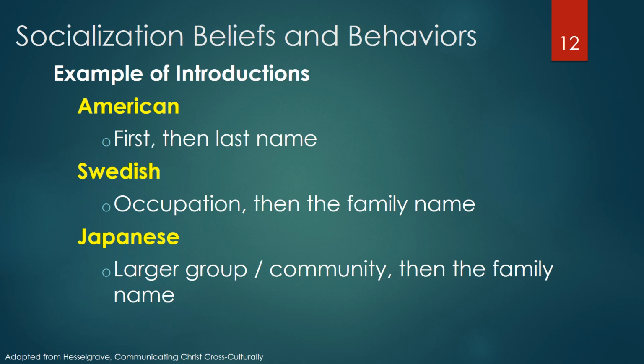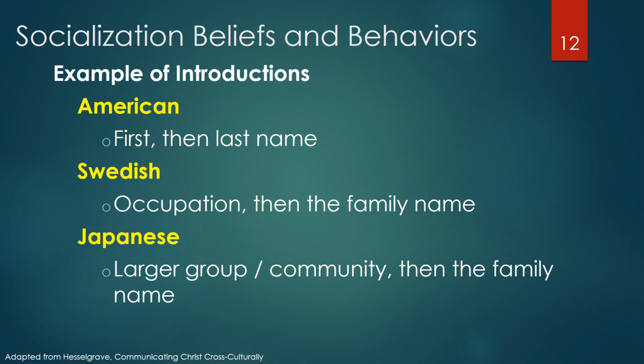A traditional Japanese individual will often introduce themselves by first mentioning the larger social group or community to which they belong, then their family name, and finally their given or first name, emphasizing their belief in the importance of society over the individual, as previously discussed.